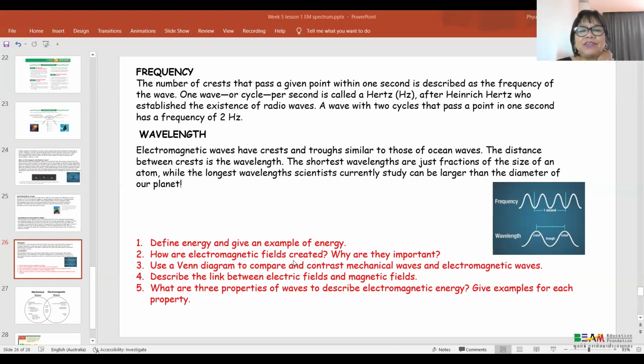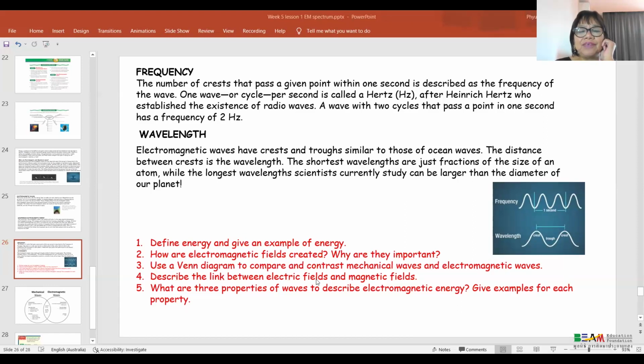How are electromagnetic fields created? By vibrating charged particles. Not normal particles, charged particles. Question 3 is already done. The Venn diagram, I've already showed you, so we skip that one.